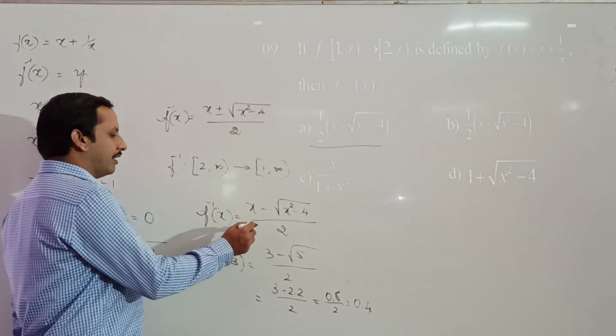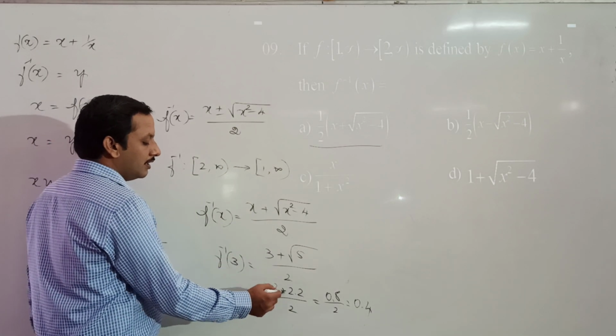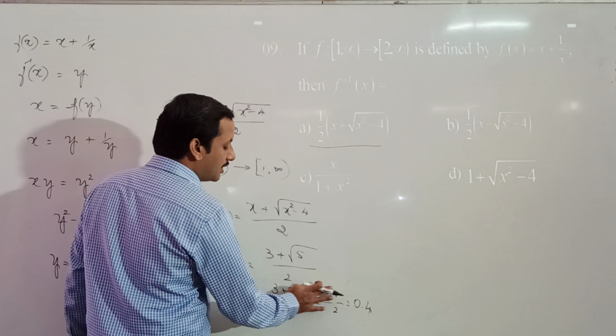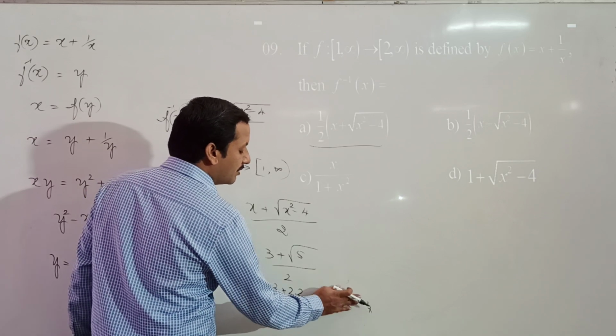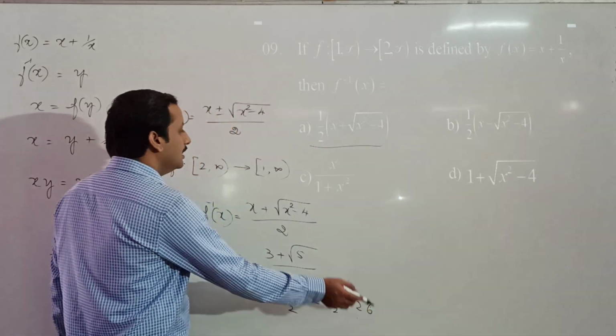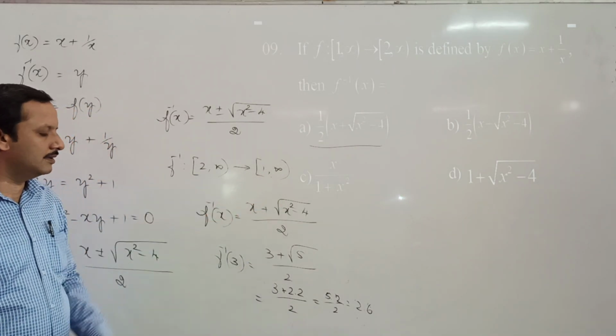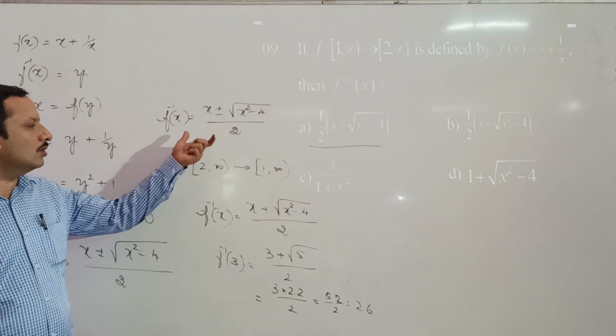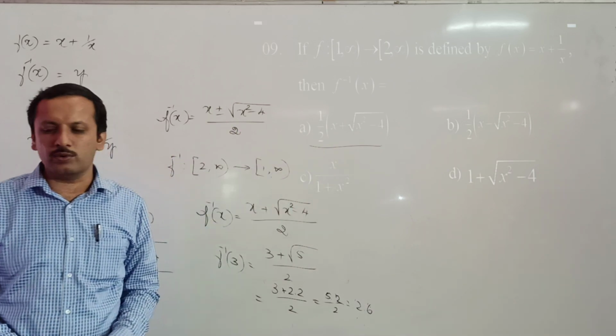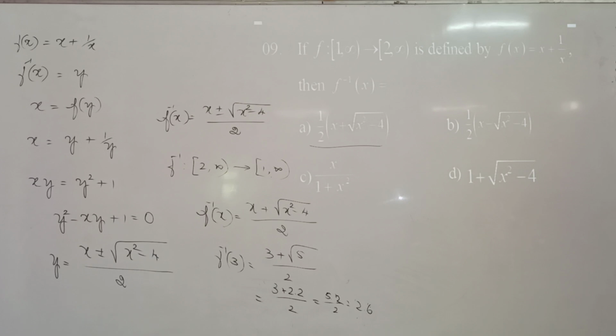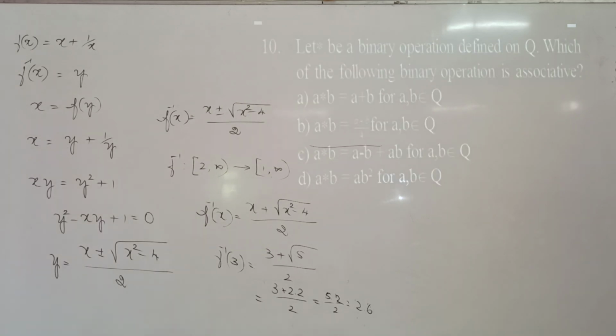If it is plus, then what happens? Then you get 3 plus 2.2, which is around 5.2. This will give you 2.6. Is it there in the codomain? Yes. Did you understand? So it should be x plus root of x square minus 4 by 2, the first option.